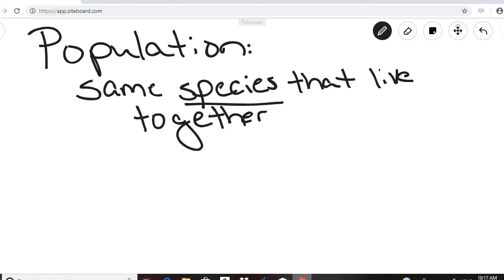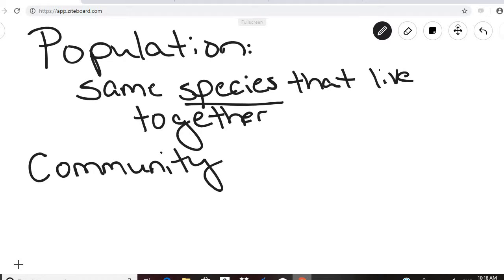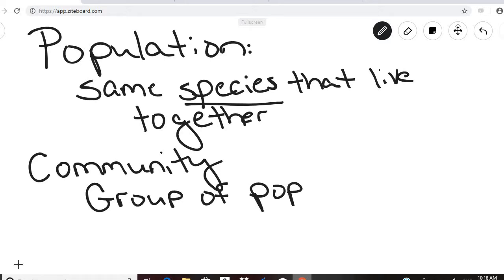And then a community is a group of populations. So a community would include different species because we're bringing together groups of populations.